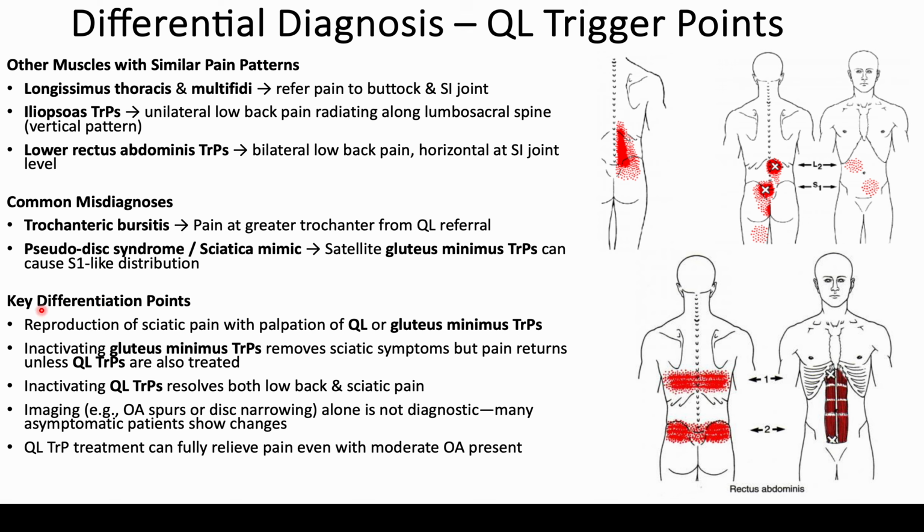Key differentiation points: reproduction of sciatic pain with palpation of QL. So if you palpate the QL and gluteus minimus and you get those sciatic type trigger points, then you know that that could be the problem. You want to inactivate all those trigger points, and if you inactivate all of them and the pain doesn't come back, that means it was the QL rather than the disc issue.